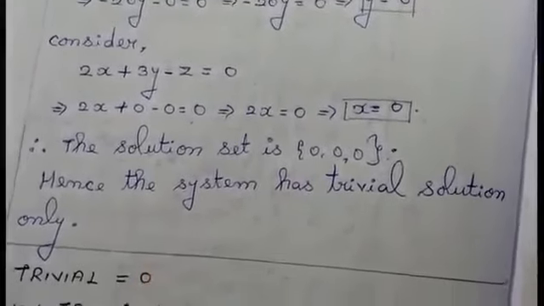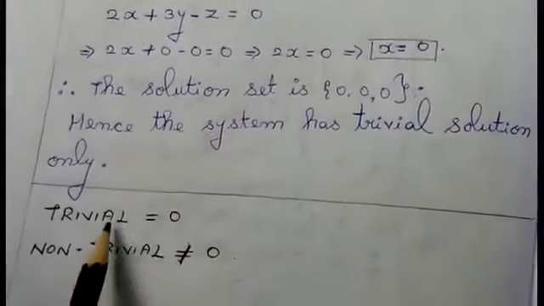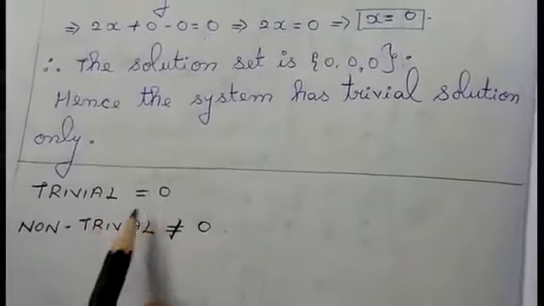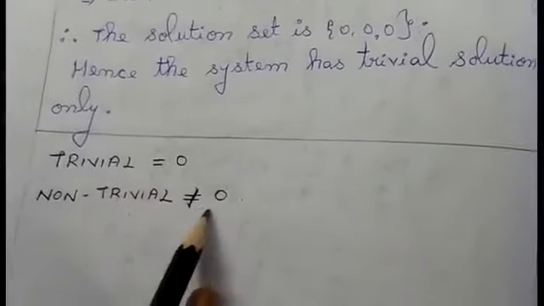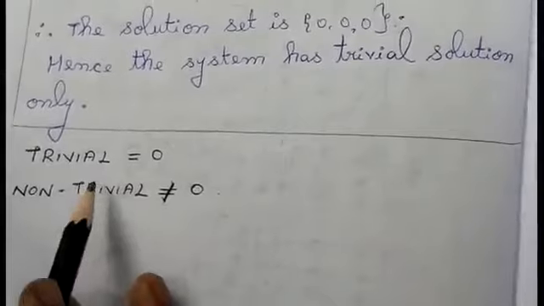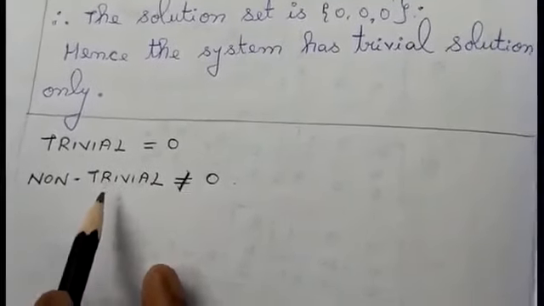So what is the meaning of trivial and non-trivial? Trivial means equal to 0, non-trivial not equal to 0. We are having a lot of meaning in trivial and non-trivial. According to the problem, we will be explaining the concept.